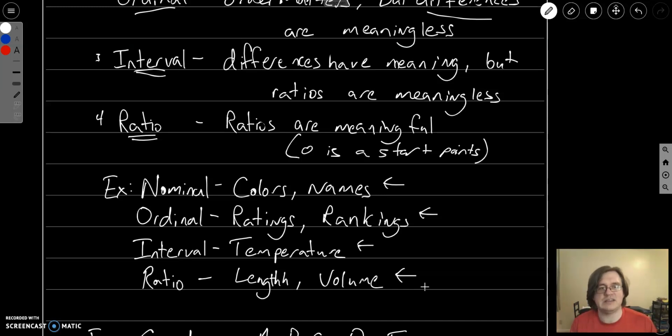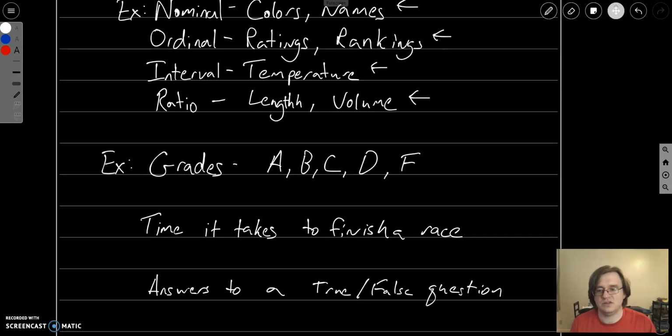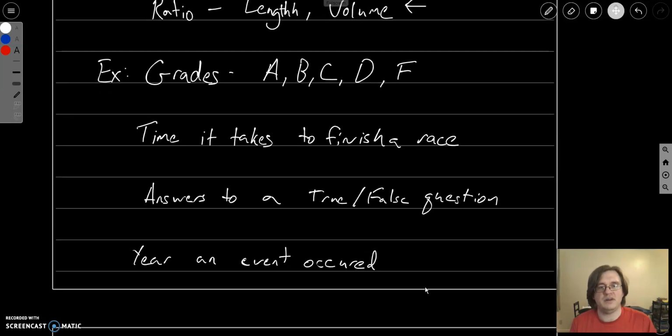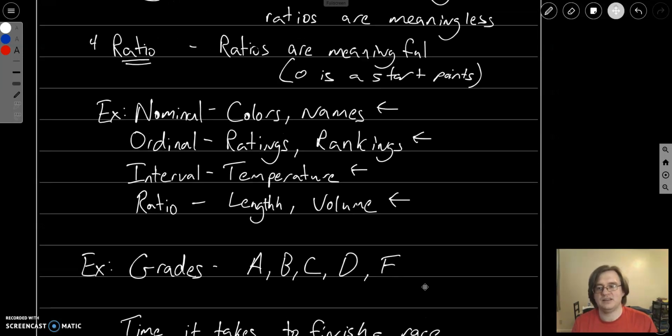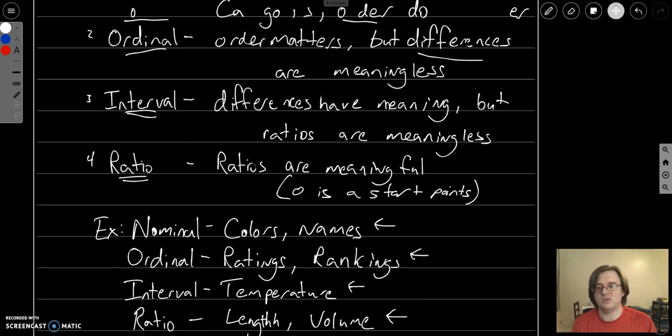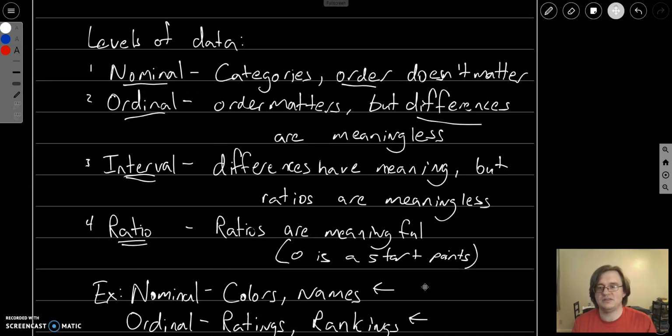So I want to do some more examples. This should help a little bit more. So here, our first example will be grades. When we look at what grades a student can get, for instance, an A, B, C, D, or F, we want to think about which level grades are going to be at. We should remember that we've got nominal data, ordinal data, interval data, and ratio data.